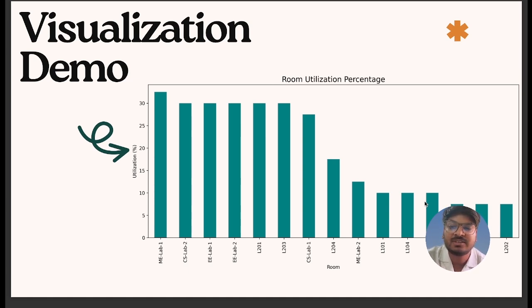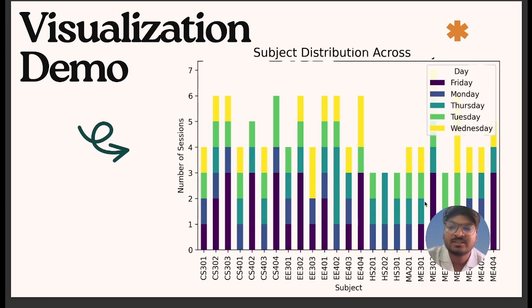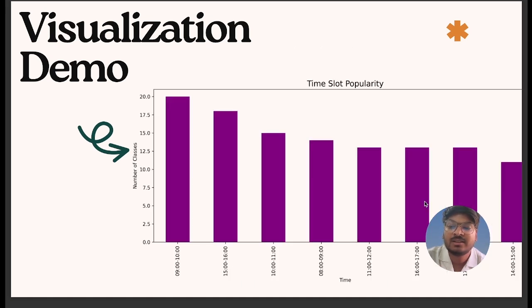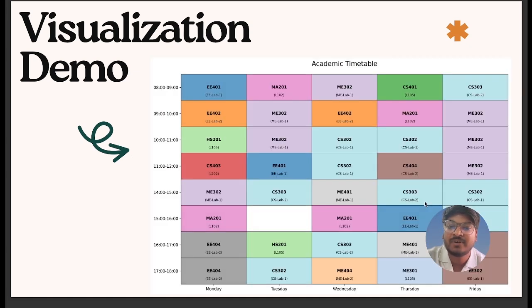We also generate additional charts: room utilization percentage, and these are the subject distribution across days, and these are the time slot popularity. These visualizations help administrators quickly understand the timetable structure and identify potential improvements. And this is our final timetable that we generated.